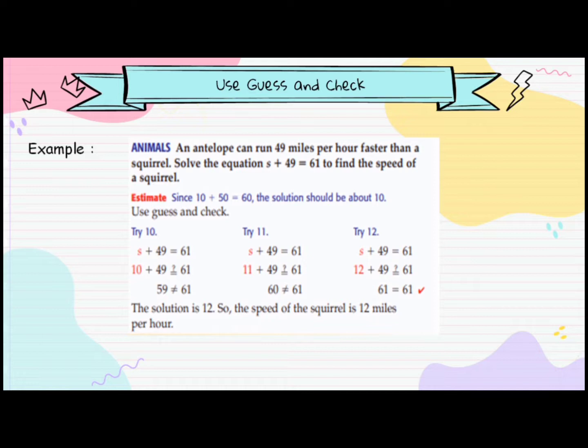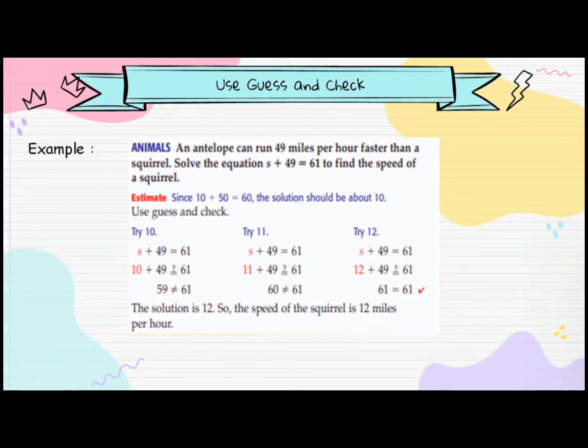From these 3 trials, we get the correct result, which is 12. So the solution is 12. So the speed of the squirrel is 12 miles per hour.